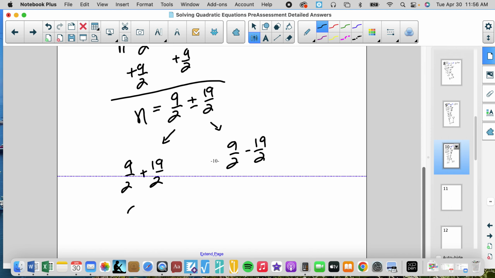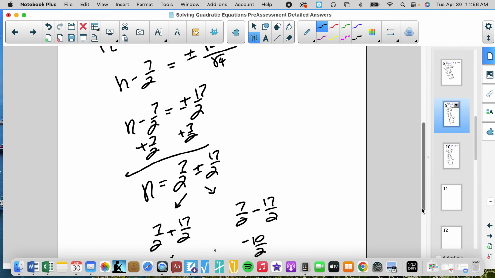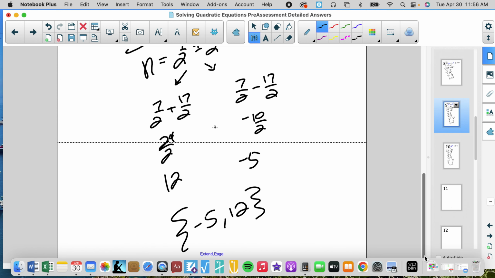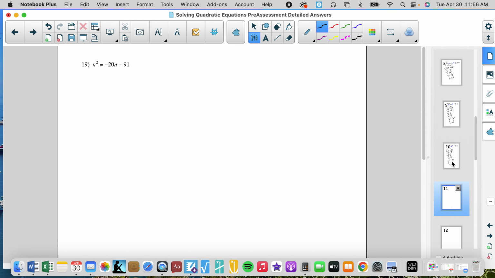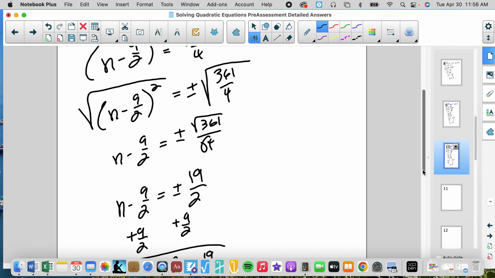That is 28 over 2, which is 14. And this is negative 10 over 2, which is negative 5. Hence those two nice, lovely whole numbers. Did we get negative 5, 14 on the one before also? Negative 5 and 12. Okay. Negative 5, 14. You learned something. 361, keep that on your radar.